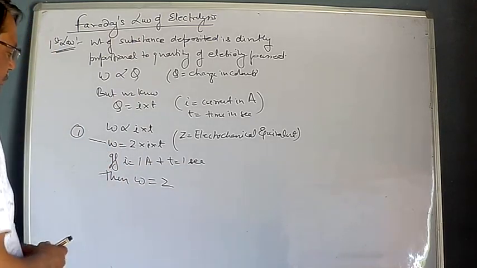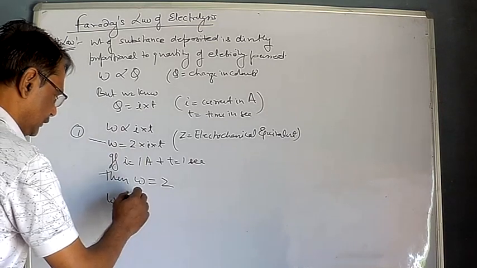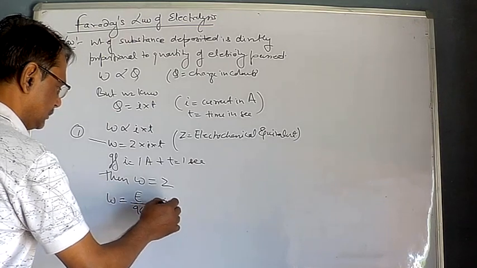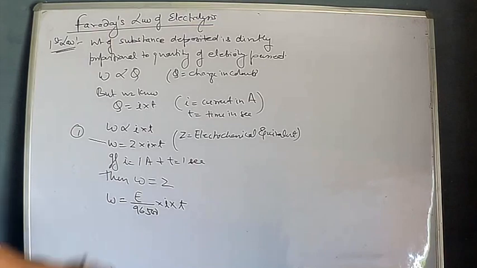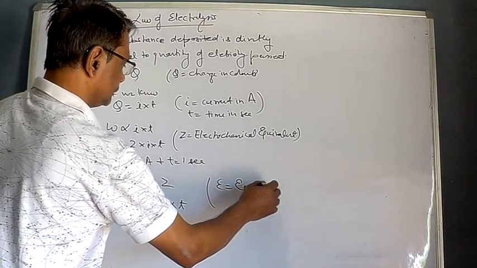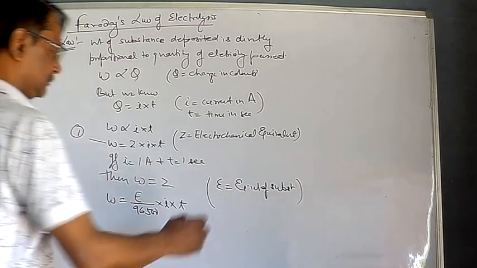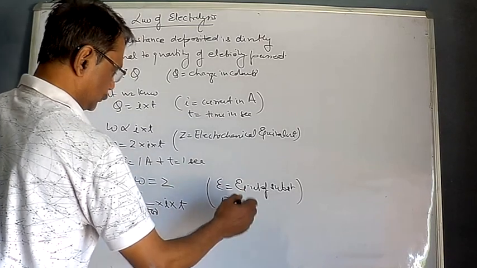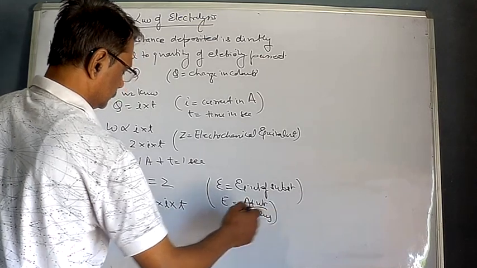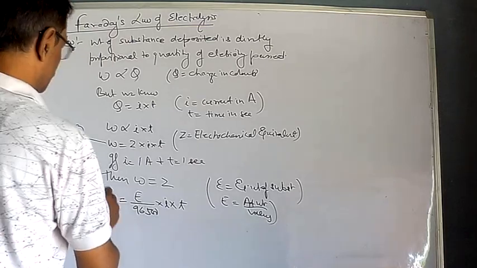Now class, let us expand the expression. So W equals ZIT. In place of Z, we can write E upon 96,500 multiplied by I multiplied by T. So what is E? E is the equivalent weight of the substance. And how do we calculate equivalent weight? Equivalent weight is always, as I have already told you in class 11, atomic weight upon valency. So this is the expression for Faraday's first law.